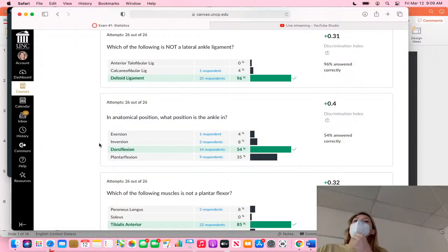This one really screwed people up. In anatomical position, what position is the ankle in? So 54% of you got dorsiflexion correct. But if you think about when you're standing, your foot's in a 90-degree angle. So you're always going to be at dorsiflexion. Any deviation from that would be plantar flexion. You're not going to have any inversion or eversion while standing unless you have an issue.